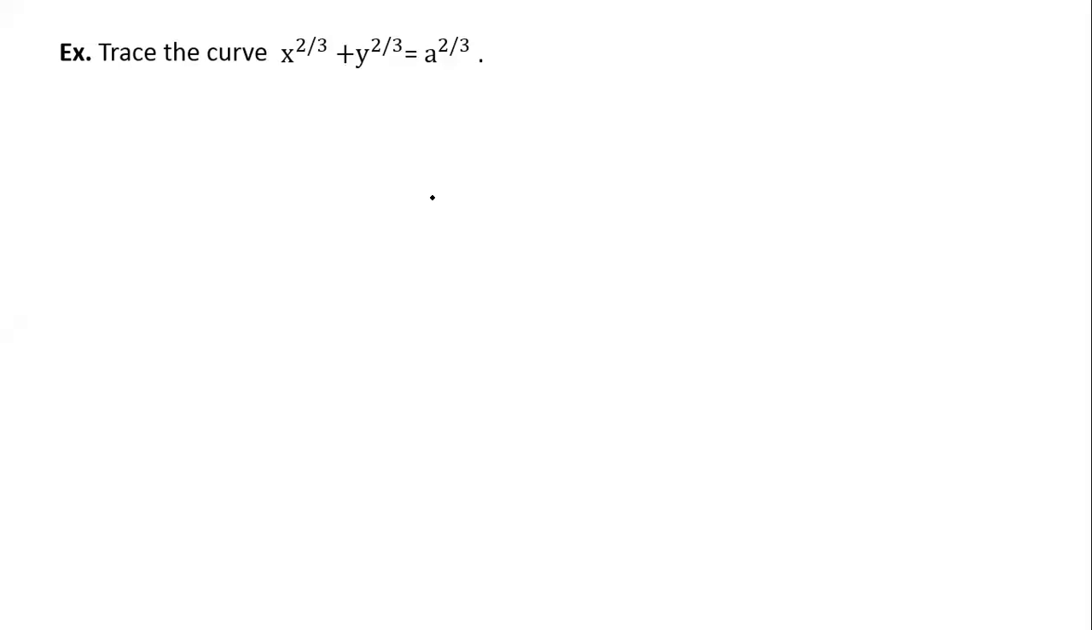So here is one such example, but I am going to take the answer from your side. You have to tell me what should be the equations of x and y in terms of t, so that the equation x to the power 2 by 3 plus y to the power 2 by 3 is equal to a to the power 2 by 3. So I'm waiting for you. I'm going to stop, and I'm not going to continue unless you answer. Anybody can unmute and answer now.